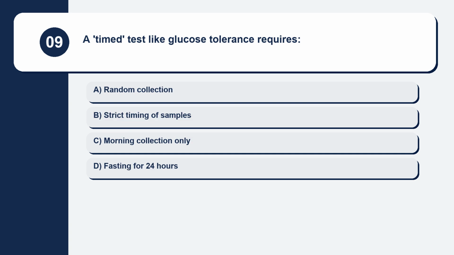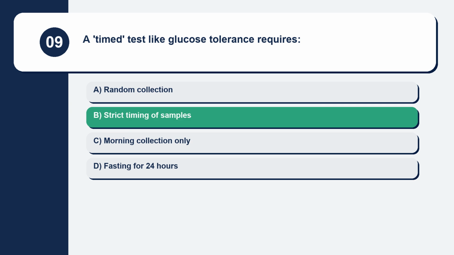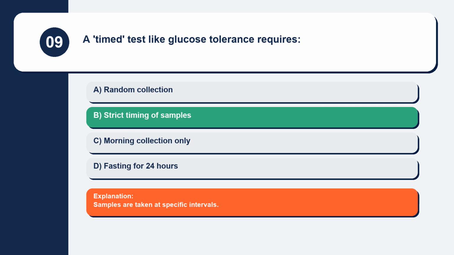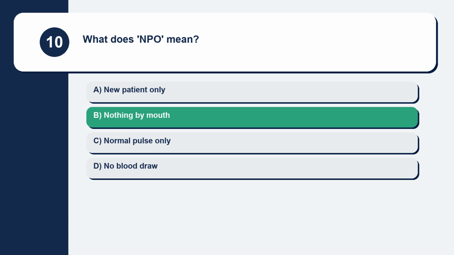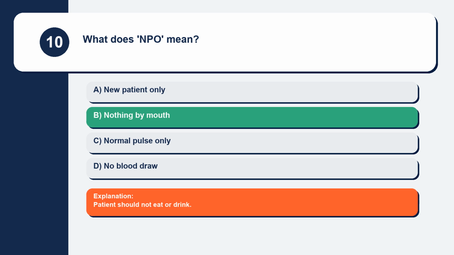Question 9. A timed test like glucose tolerance requires random collection, strict timing of samples, morning collection only, fasting for 24 hours. Samples are taken at specific intervals. Question 10. What does NPO mean? New patient only, nothing by mouth, normal pulse only, no blood draw. Patient should not eat or drink.